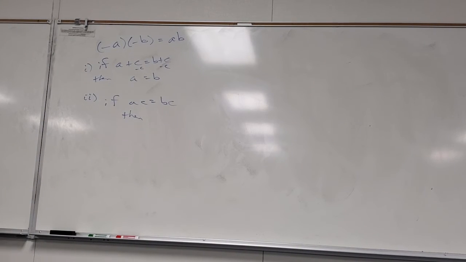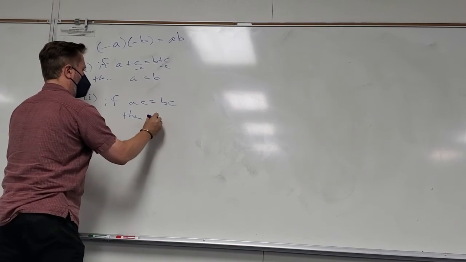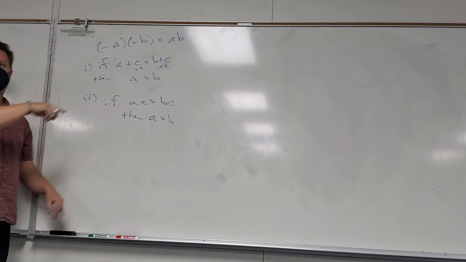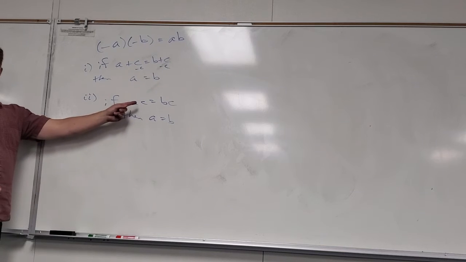A equals B if C isn't zero. Good, I love it. I was going to say A equals B as long as C isn't zero. So if AC equals BC, if I said something times three is equal to something else times three, you're like, the only way that could be is if they're the same thing. Right? That's all I'm saying.